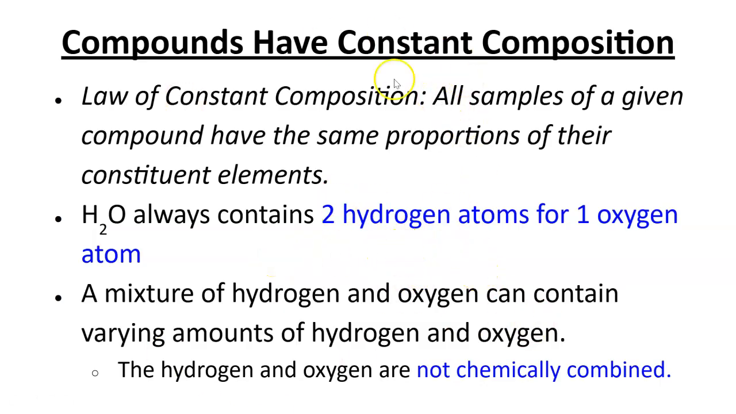Another thing to talk about with compounds is this law of constant composition, which means that H2O is always going to be water. If there's a different subscript, like H2O2, hydrogen peroxide, that's going to be a very different chemical with very different properties.